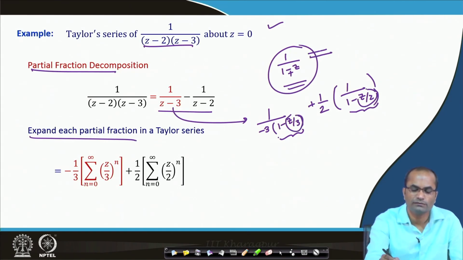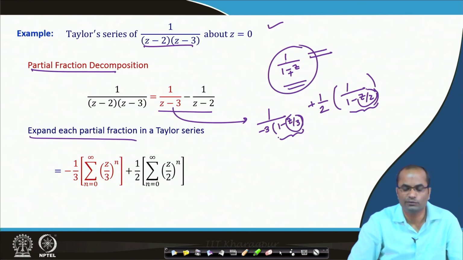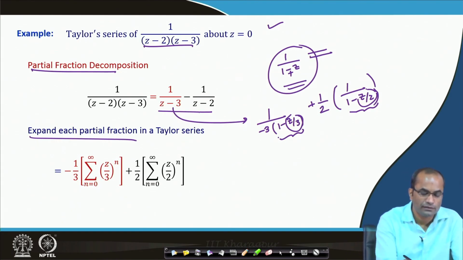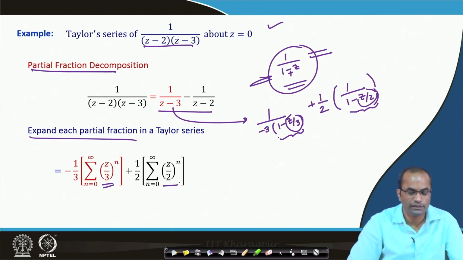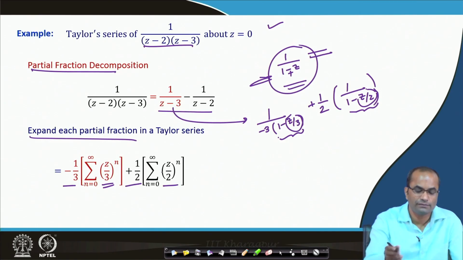So, in this series we will just replace z by z by 3, and in the second case z will be replaced by z by 2. So, this is exactly the series expansion for 1 over z minus 3. We have replaced z by z by 3 in this expansion, and here z is replaced by z by 2, otherwise we have the same series.